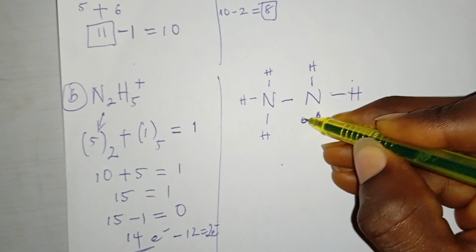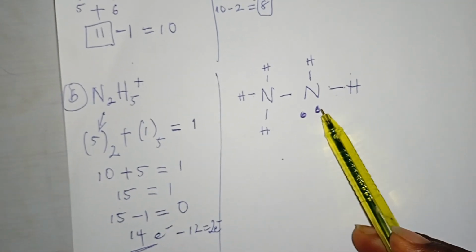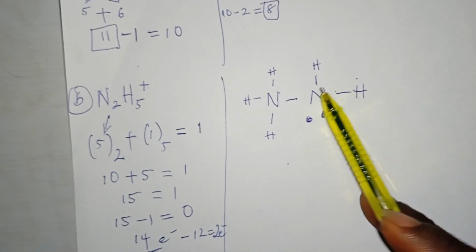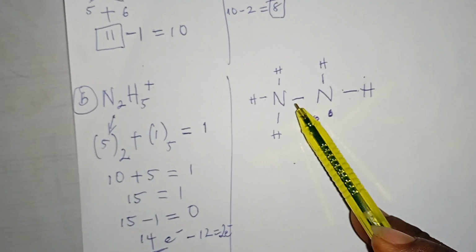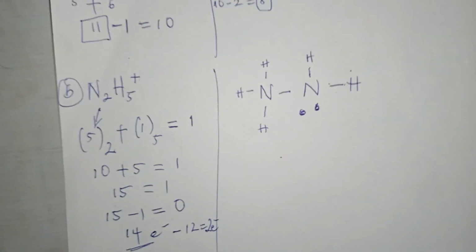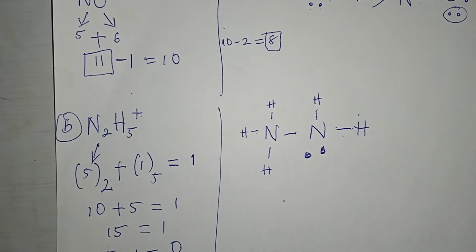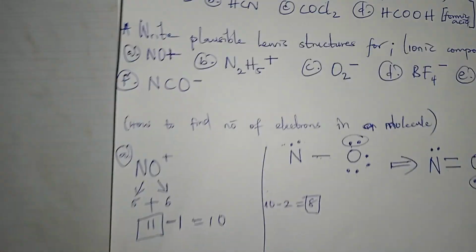1 2. So when you check this now, this nitrogen is 1 2 3 4 5 6 7 8. This nitrogen is 1 2 3 4 5 6 7 8. So this is the lowest structure. So let's move to number C.